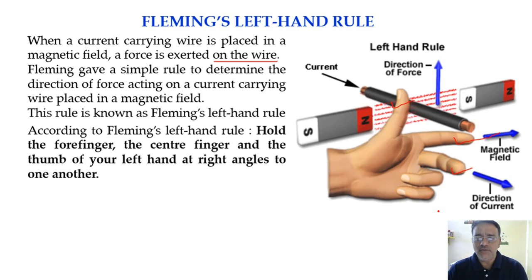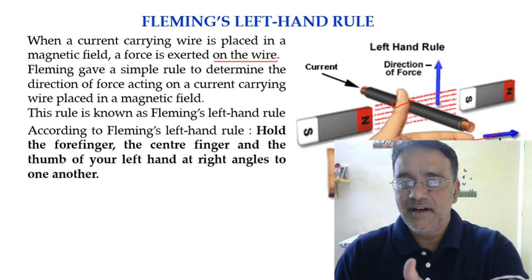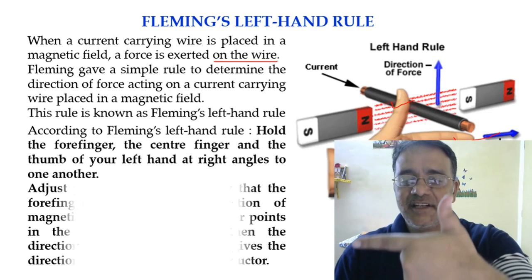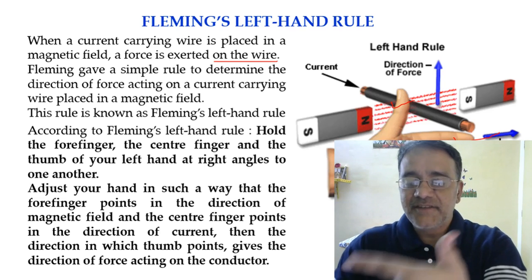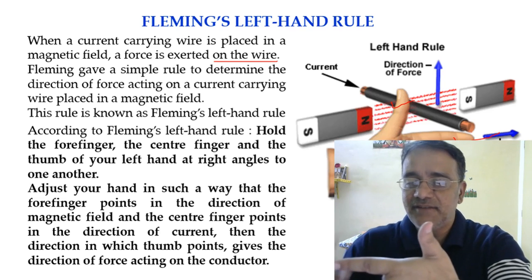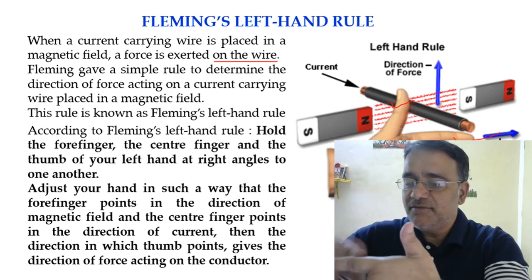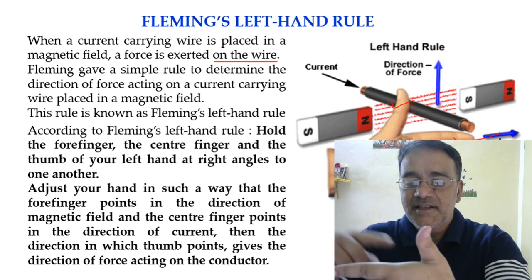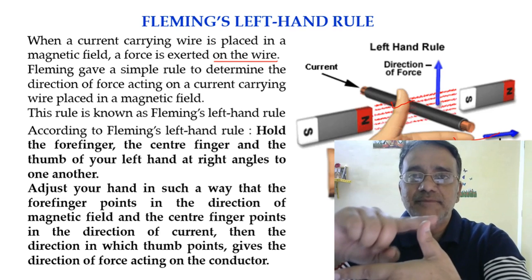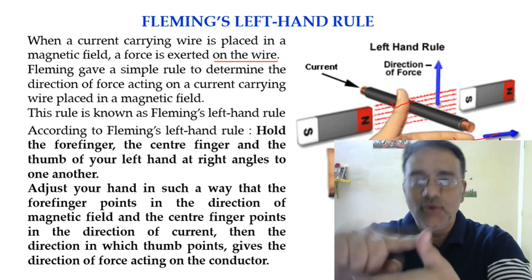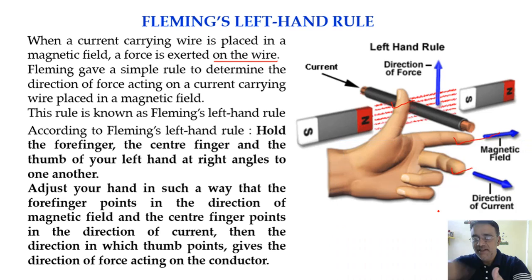So what we will do, we will hold our forefinger, center finger and thumb in such a way that these three are mutually perpendicular to each other, and adjust our hand in such a way that the forefinger points in the direction of magnetic field, and the center finger points in the direction of current, and then the thumb will give the direction of force acting on the conductor. Here, the rectangular coil is our conductor.